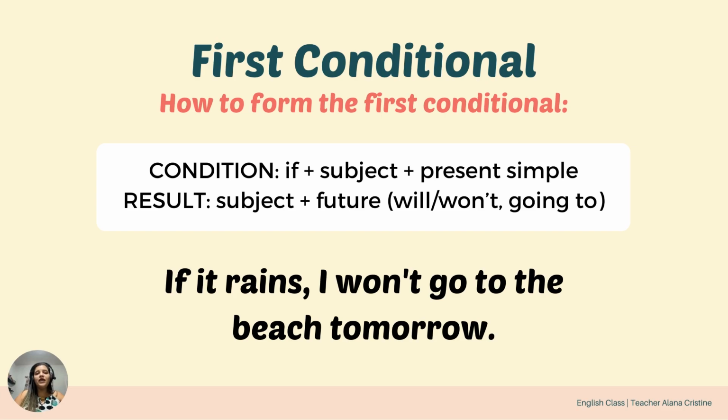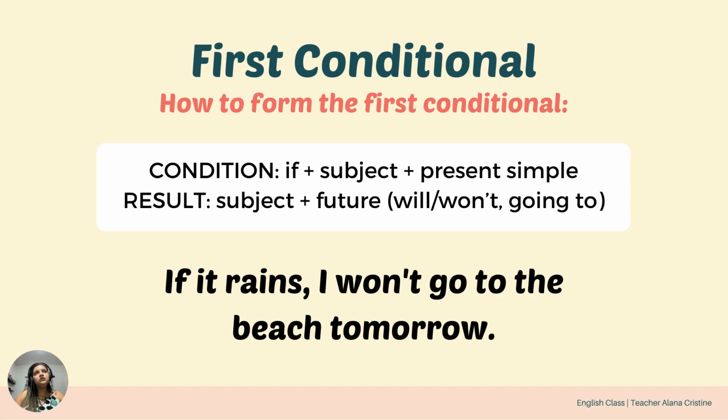If it rains, I won't go to the beach tomorrow. Se chover, eu não vou para a praia amanhã. So, if it rains, por que it rains? Porque chover é um verbo que ele representa algo que acontece independente da pessoa que está falando. Mas, em inglês, a gente sempre precisa ter um sujeito para a frase. Então, em certas situações, como chover, a gente tem que colocar o sujeito it. Então, ficou if it rains.